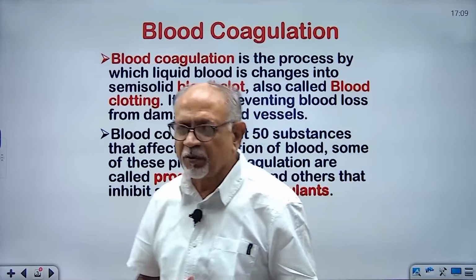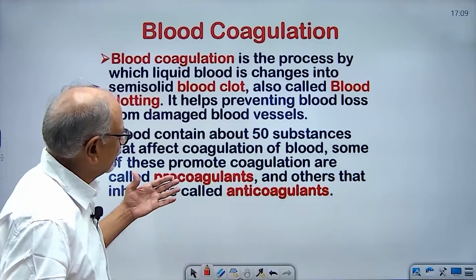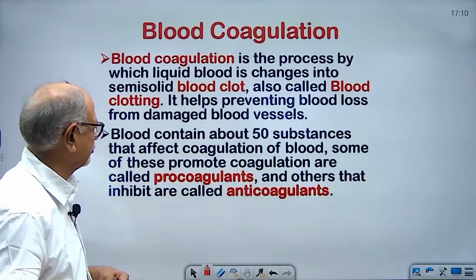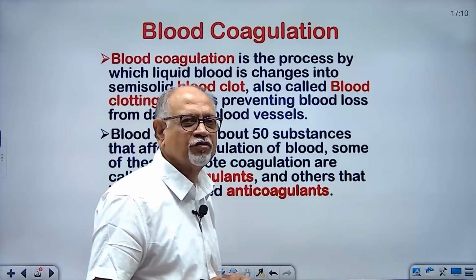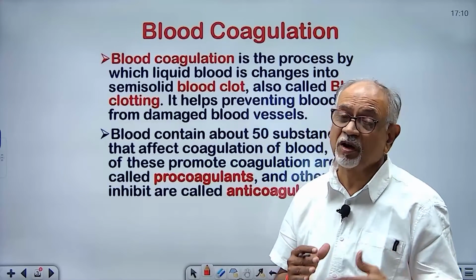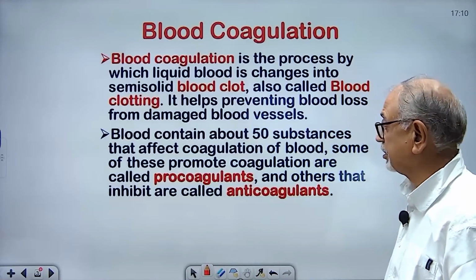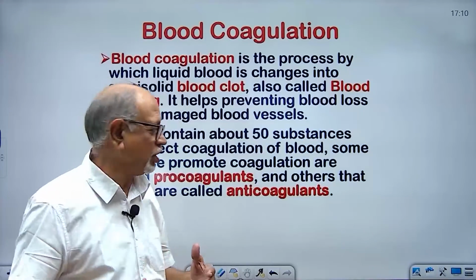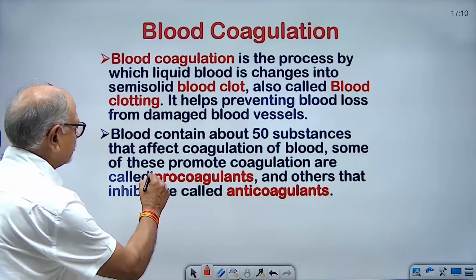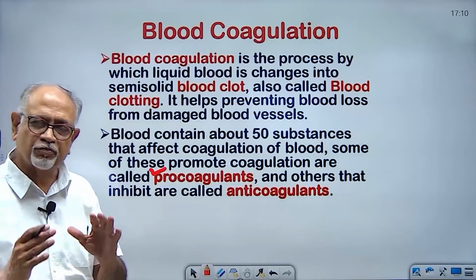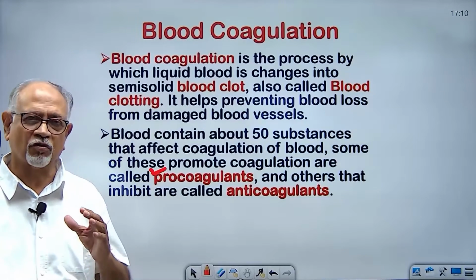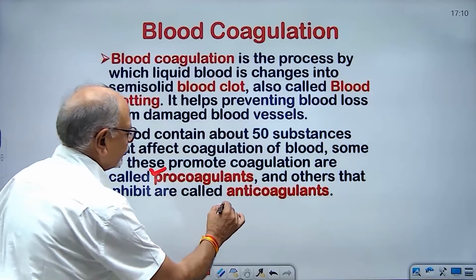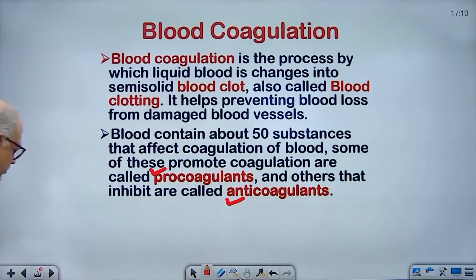Blood contains about 50 substances that affect coagulation of blood. Some of these promote coagulation and some of these prevent coagulation. Those which promote coagulation are called procoagulants, whereas those which prevent coagulation or which prevent blood clotting are called anticoagulants.